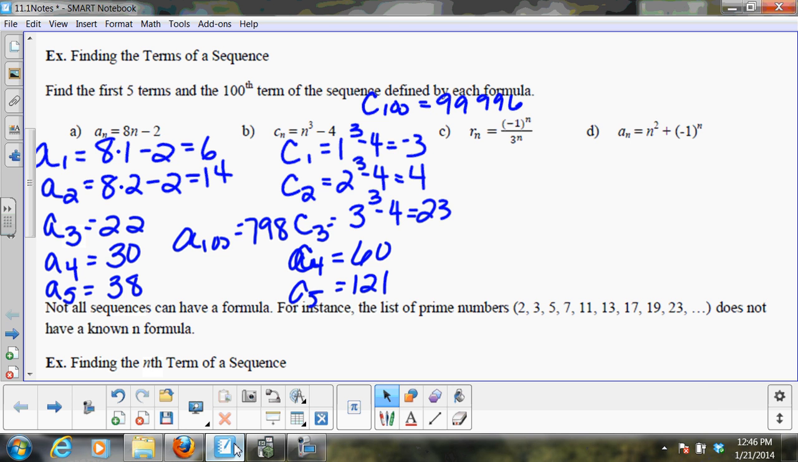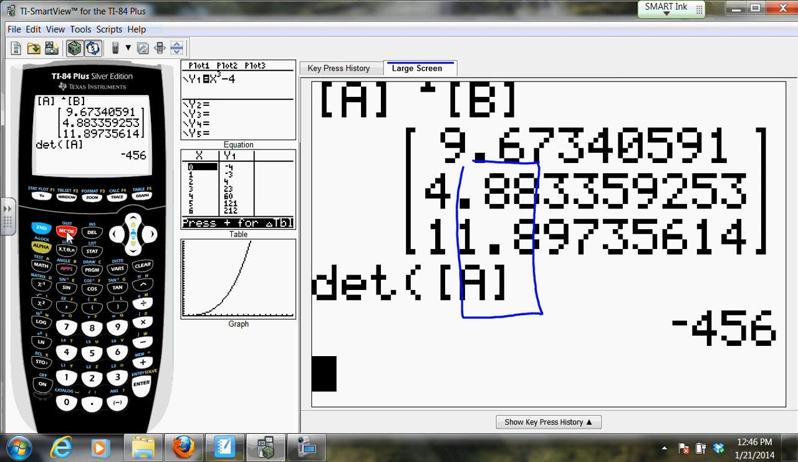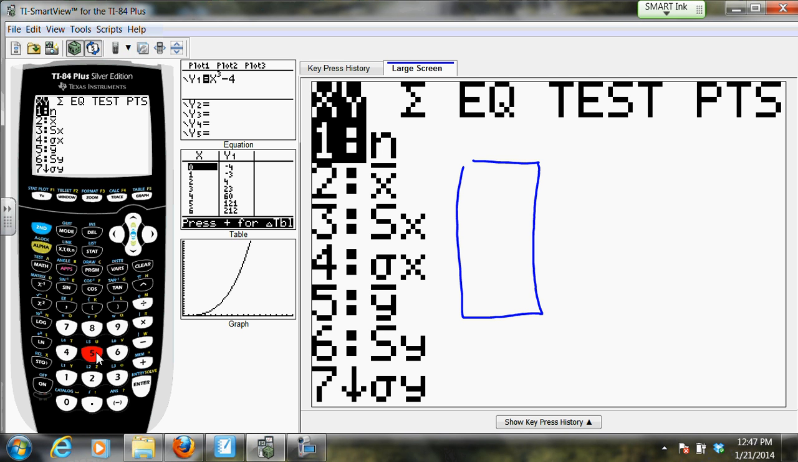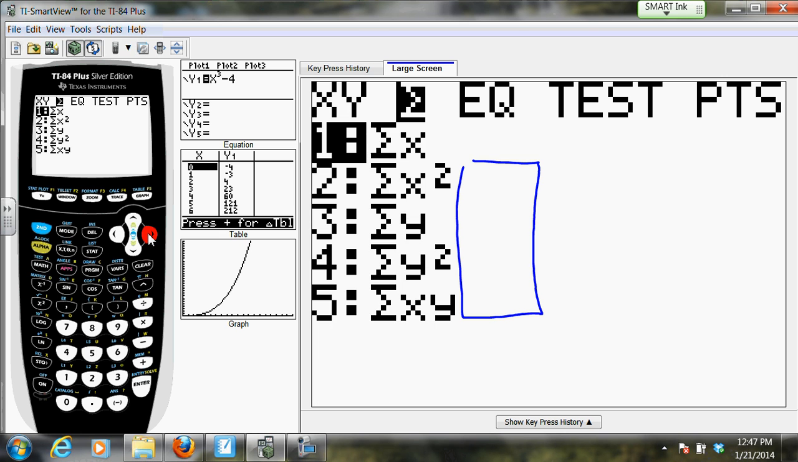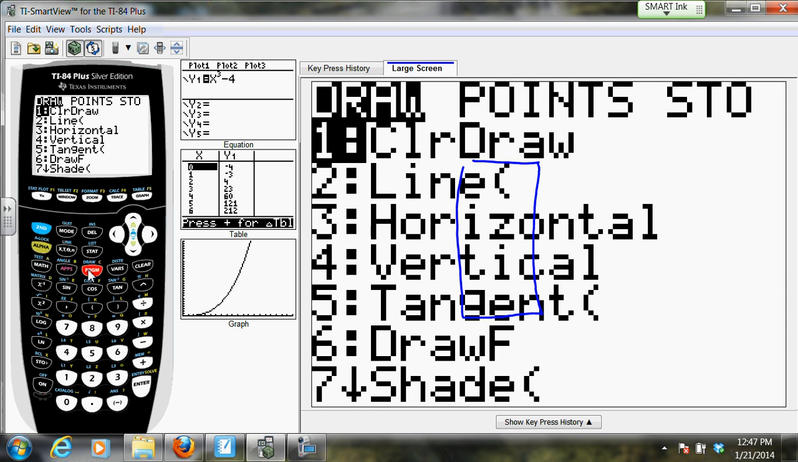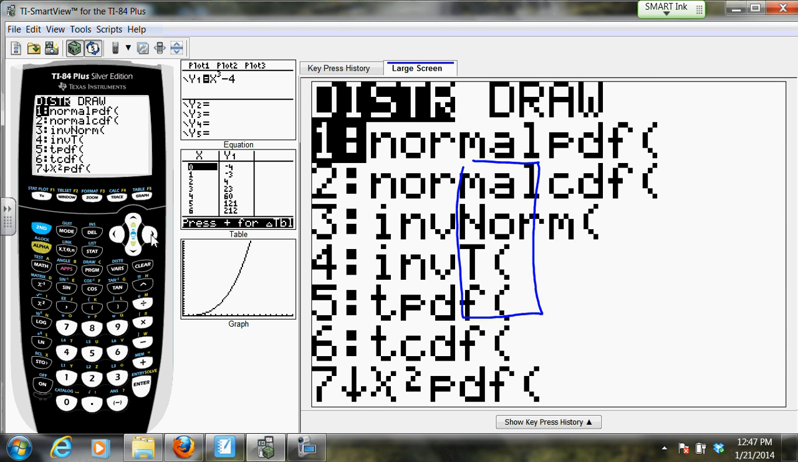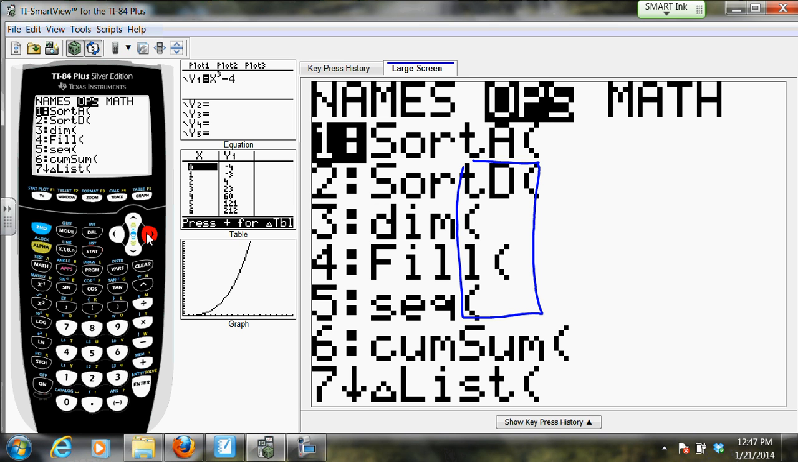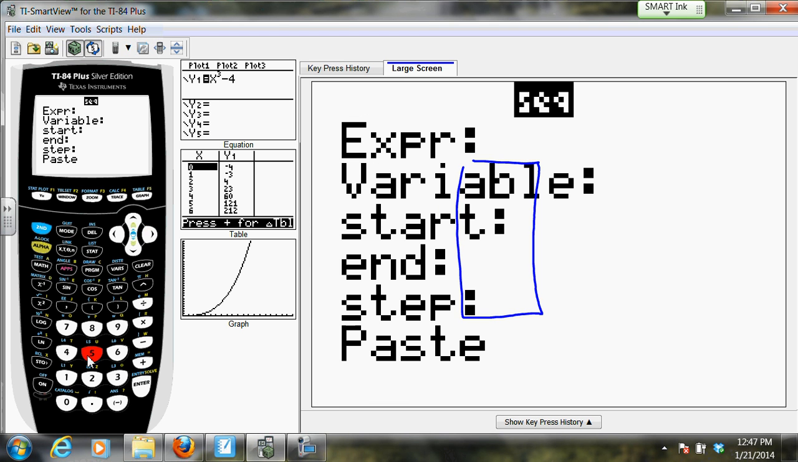There's also the sequence function in your calculator, which is under... this one? No, this one. If you go to vars and then number 5, which is statistics, and we go over, no, it's definitely not under that one. Which one is it under? It's not under stats. Ah, there we go. Above list. It's above stat, and there's one above stat. It's under that. If you go over to the opposite, you go down to number 5, which is sequence.